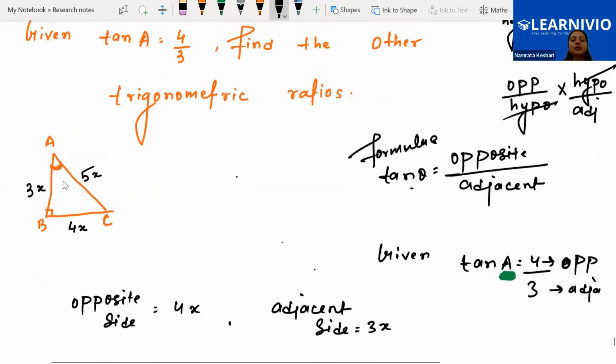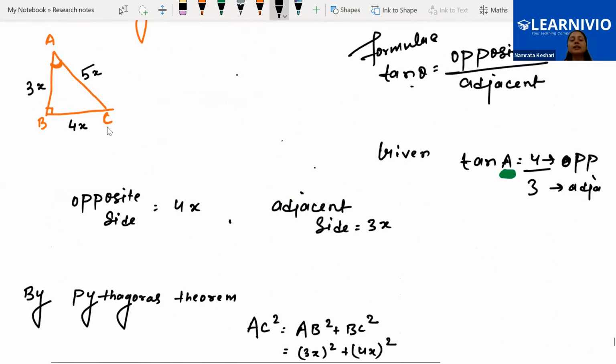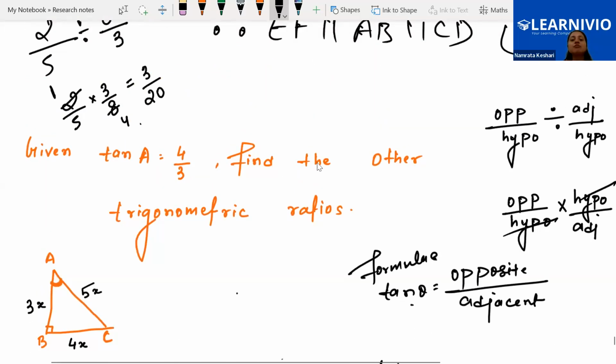Okay. Now once we have all three sides in hand, what the question says is find the other trigonometric ratios. That means we have to find sine A, cos A, cot A, because tan A is already given, cosec A, and we also have to find sec A. All the trigonometric ratios we have to find. How will we be finding them? With the help of our triangle.